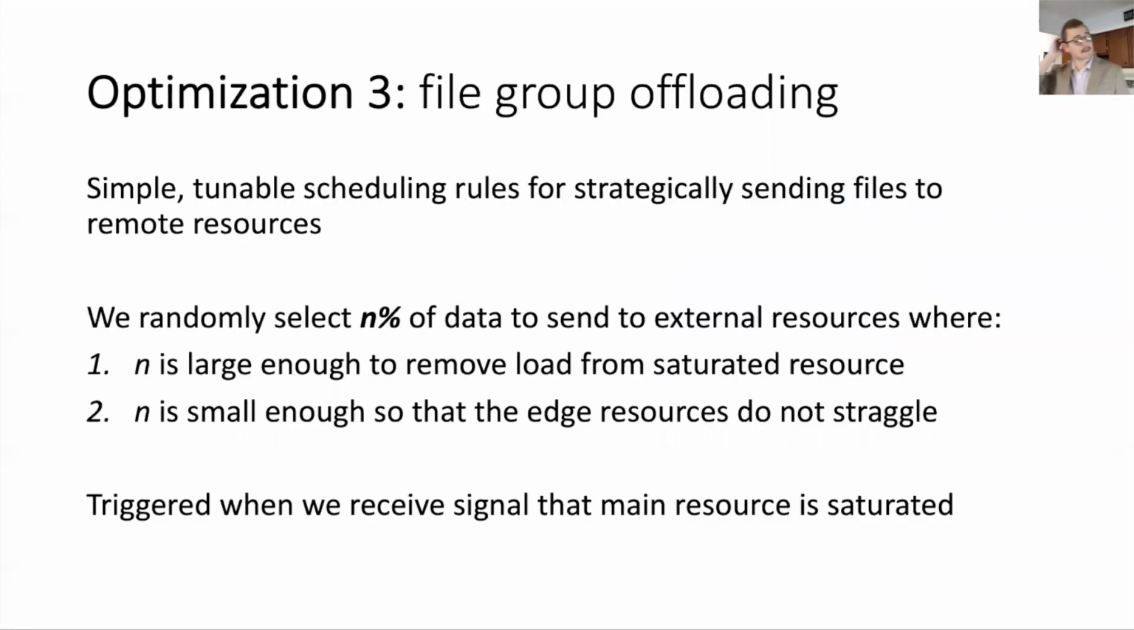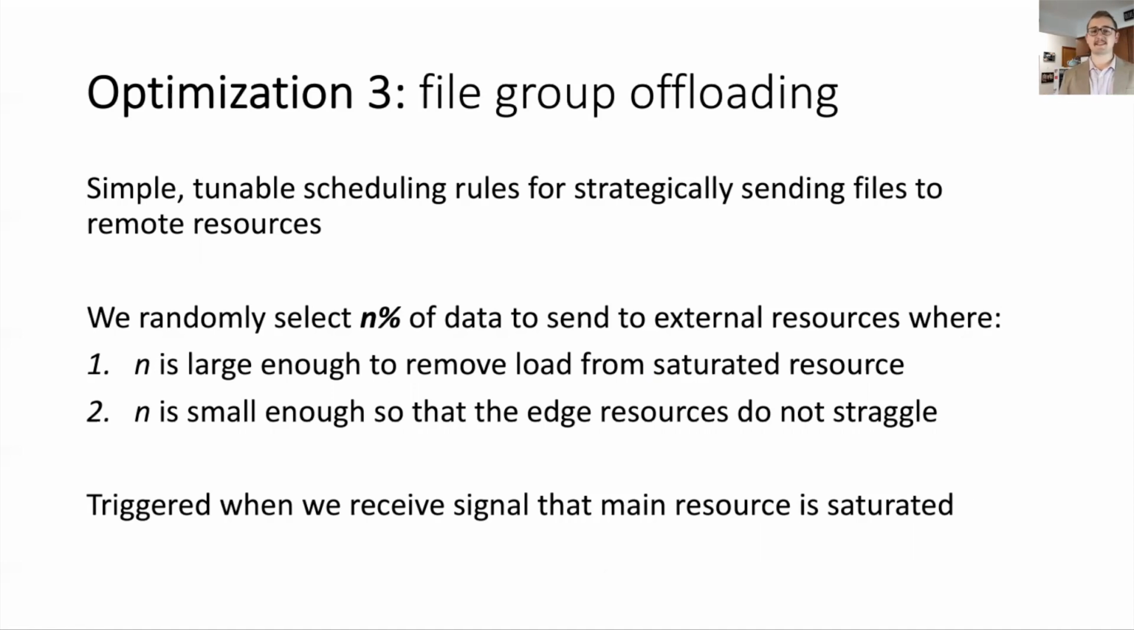And then finally, and this one's pretty interesting, but it's simple, is file group offloading, right? So let's say you have a main compute resource, like a huge compute cluster or a supercomputer, and you have more work than can be done at a time by the supercomputer. So let's say the supercomputer is congested. Well, if you have idle edge resources, you might want to send n% of your data, like the total amount of data, to those edge resources to be processed, such that n is large enough to remove load from your original resource, but it's also small enough so that the edge resources aren't your stragglers in the end. Like you don't want to send away so much data that it finishes too fast. And this is only triggered when we receive signal that the main resource is saturated.